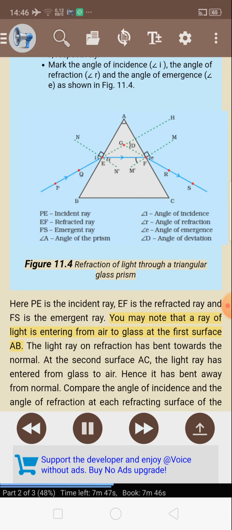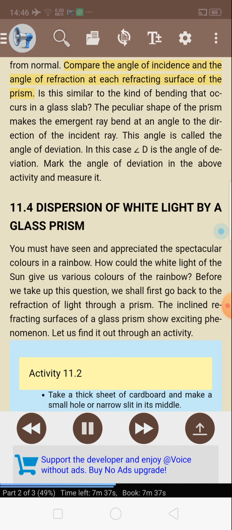You may note that a ray of light is entering from air to glass at the first surface AB. The light ray on refraction has bent towards the normal. At the second surface AC, the light ray has entered from glass to air. Hence it has bent away from the normal. Compare the angle of incidence and the angle of refraction at each refracting surface of the prism. Is this similar to the kind of bending that occurs in a glass slab?